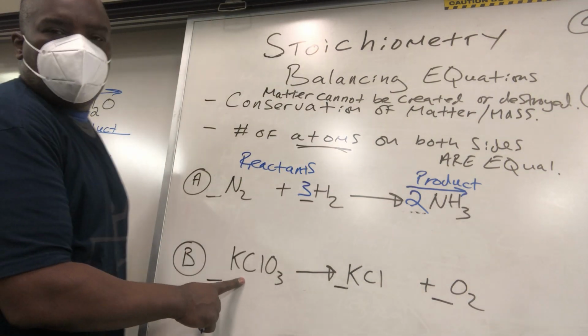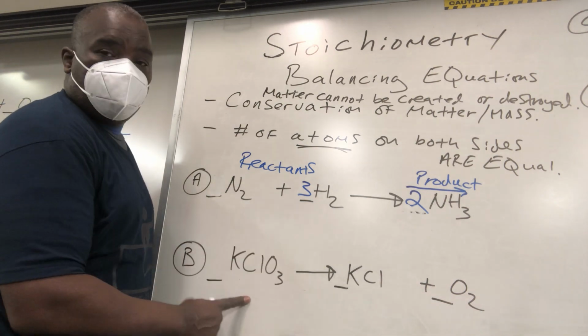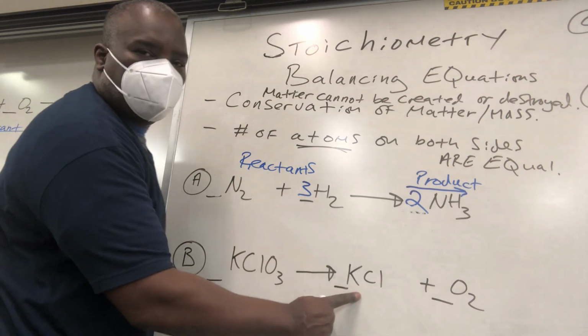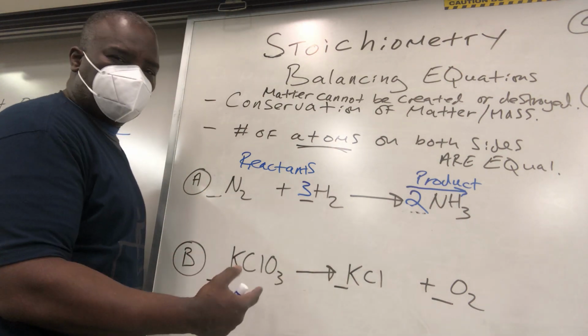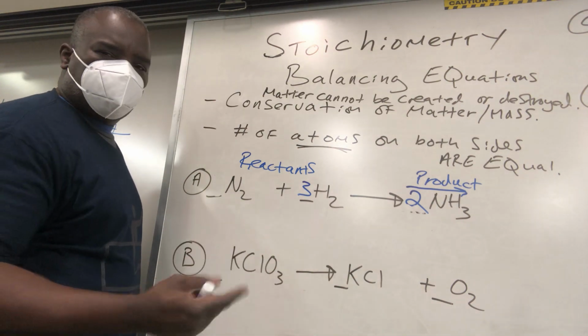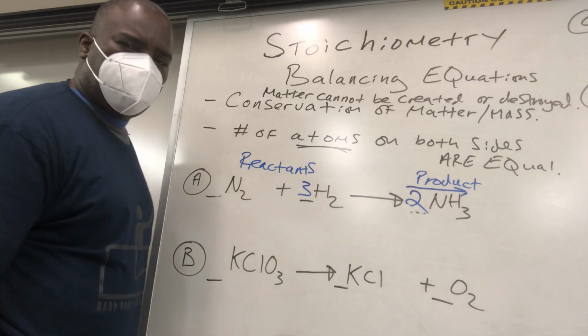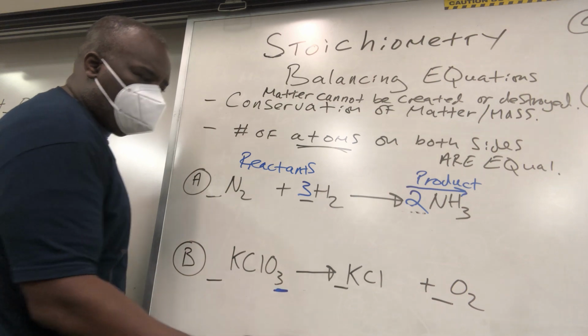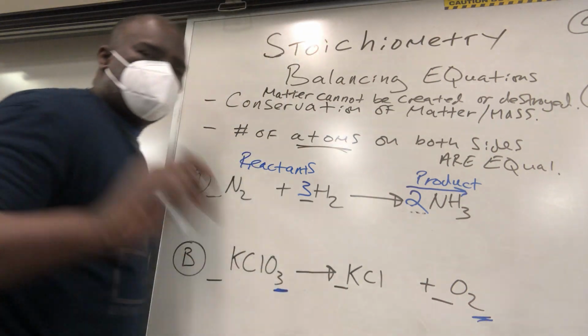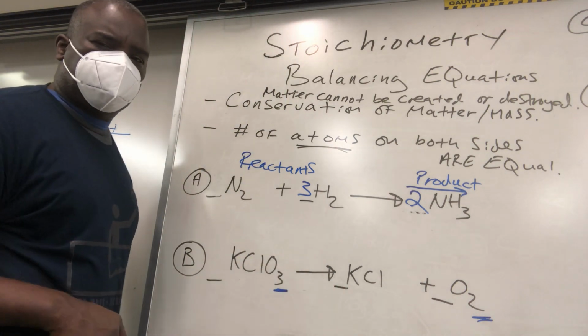We got KClO3 right here, folks, decomposing, breaking down to give you KCl and O2. Now, ladies and gentlemen, in chemistry especially, we like to work with even numbers to make our life simple, yes? So if we have 3 oxygens there and only 2 there, we don't panic, right? There's a simple way to fix that, all right?